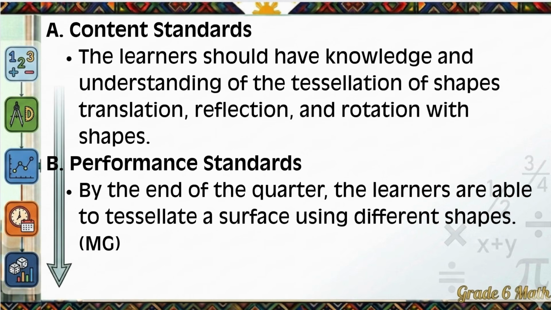Here are the basis of our lesson for today. A. Content standards. The learners should have knowledge and understanding of the tessellation of shapes, translation, reflection, and rotation with shapes. B. Performance standards. By the end of the quarter, the learners are able to tessellate a surface using different shapes.